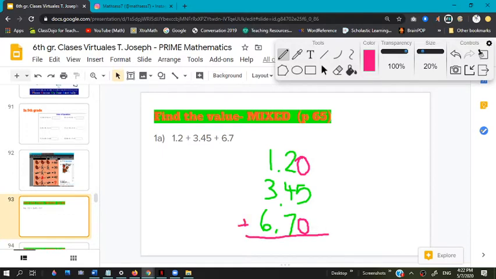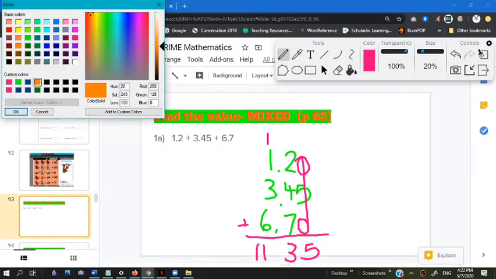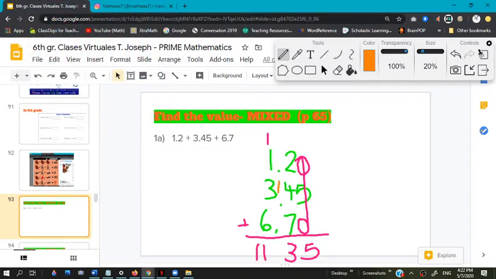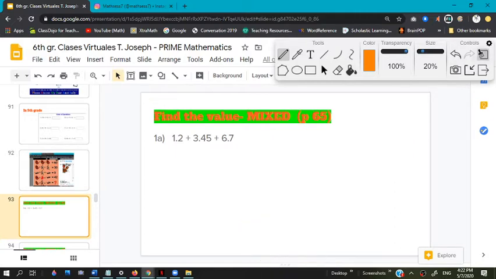0 plus 5 plus 0 is 5. 2 plus 4 is 6, and 6 plus 7 is 13. And here we have our, you could call the hundredths place if you really wanted to. 1 plus 1 is 2, plus 3 is 5, plus 6 is 11. Now, I need to remember to put my decimal points in their correct spot. You'll notice that all my decimal points are in one line. Okay, so I'm going to also bring my decimal point into my number. So my first answer is 11.35.